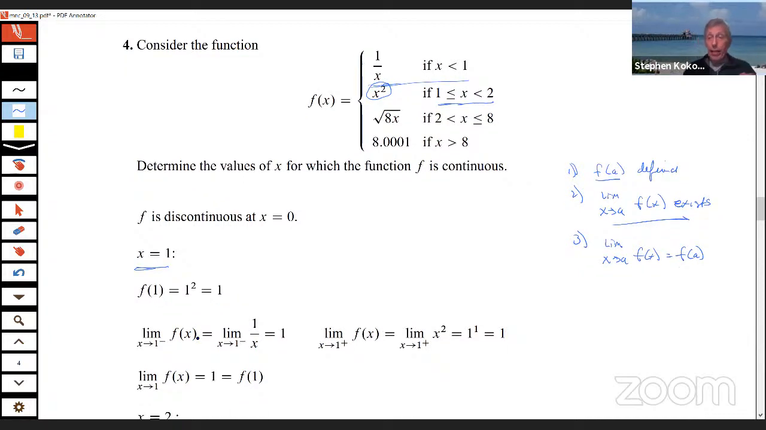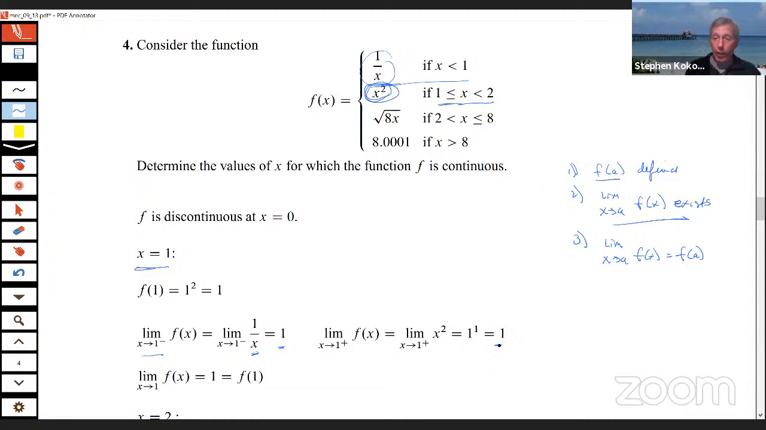Unfortunately, I've got to take a look at two one-sided limits. As x goes to 1 from the left-hand side, the function f looks like 1 over x. How do I evaluate that limit? By direct substitution, so that value is 1. Not done. As x approaches 1 from the right-hand side, the function looks like x squared. That's a simple polynomial. I can plug in 1 there, and in fact, the limit from the right-hand side is 1.